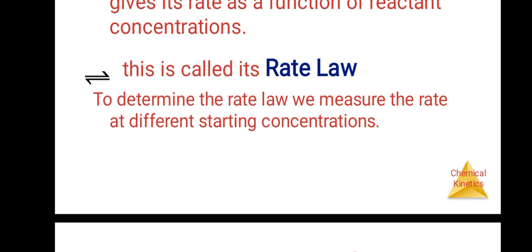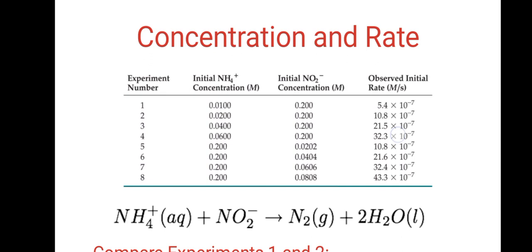Of course, to determine the rate law, we measure the rate at different starting concentrations. You look at the table, you have been given different numbers of experiments of ammonium ions. And of course, you've been given the concentrations. The concentrations are different for the different experiments, and some initial concentrations. And you have been given the observed initial rates. Okay? You can calculate the rate law from here, using this same information that has been given to you. Of course, in my next video, you'll be able to see just how to calculate this.